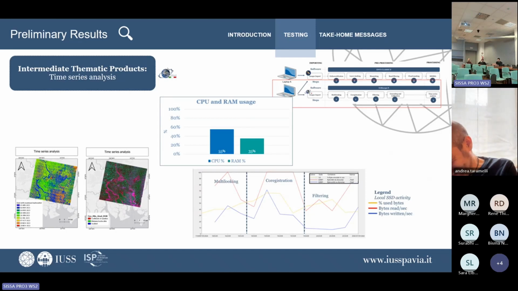Here you can see the use of CPU and RAM storage, and you can see that this process is highly computationally demanding. And from the graph of the SSD activity, we can identify with the peaks several preprocessing steps. For example, the multi-looking, that is a complex computational problem due to its significant memory and computational requirements, and the image co-registration that consists in the alignment of 2 or more images at subpixel level, affecting the computational burden.